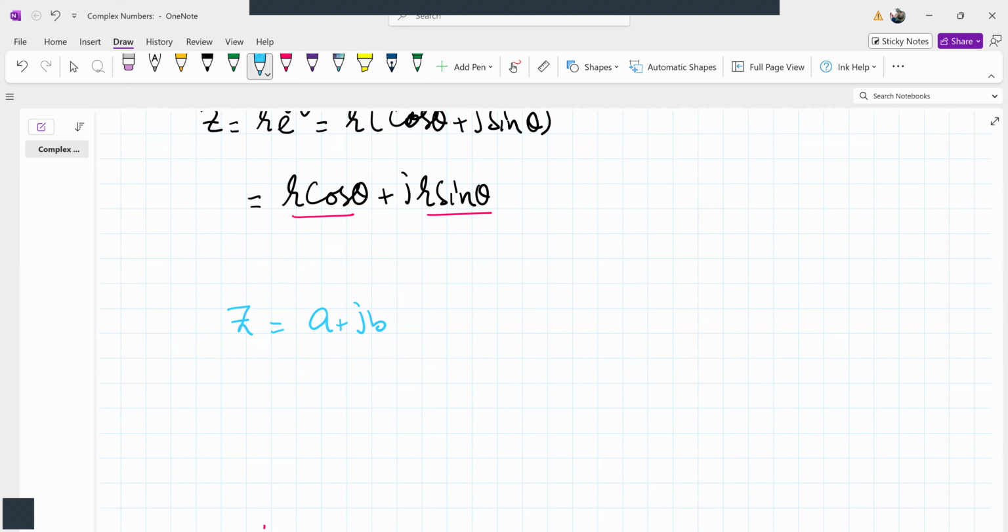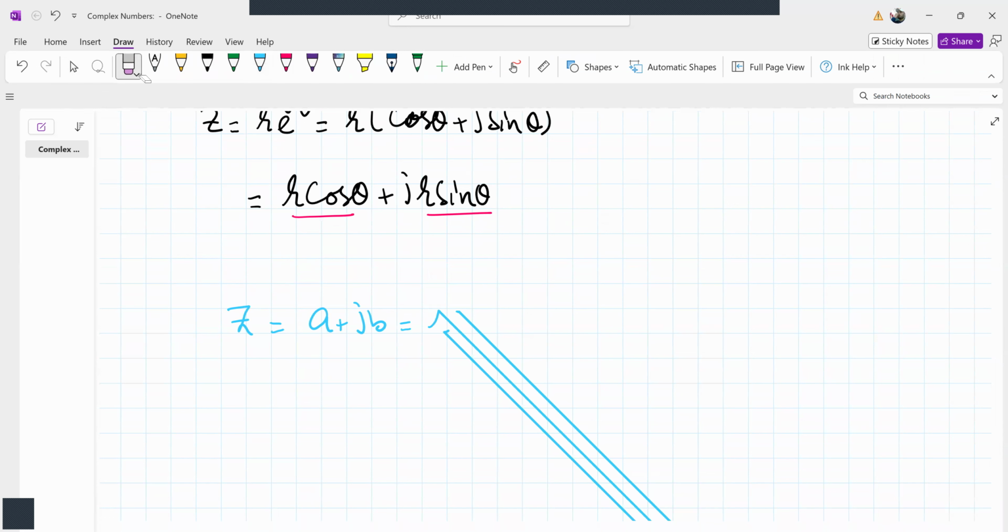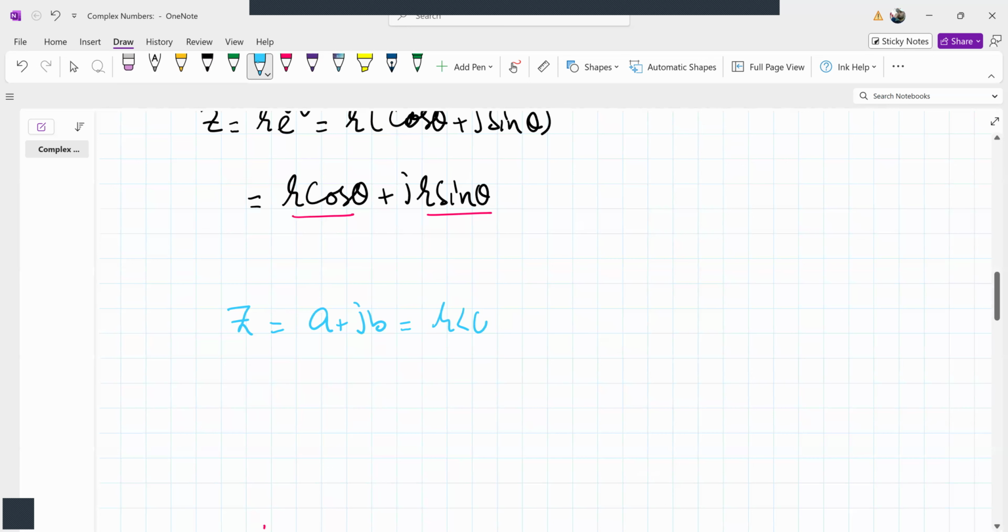If the rectangle form is given, we can convert it into the polar form like this: r at an angle of theta, where r is under root of a square plus b square, and theta is tan inverse b by a.